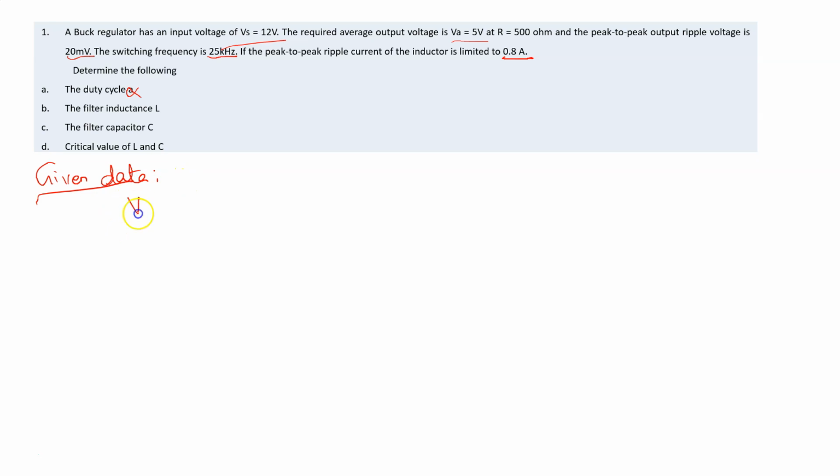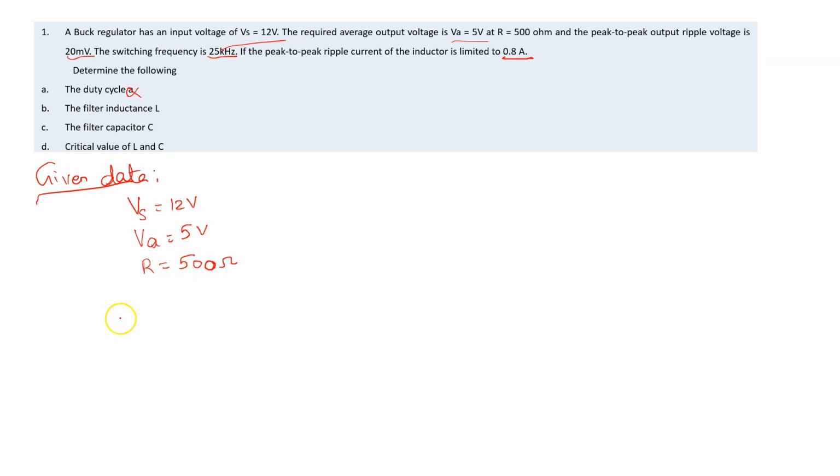So given data, input is equal to 12 volt. So Vs or VDC you can mention. It's a chopper, right? So chopper circuit converts from DC to DC only, right? So either Vs or VDC you can mention, supply voltage Vs. The average required Va notation is already given there. So Va equal to 5 volt. Then R value is given as 500 ohms.